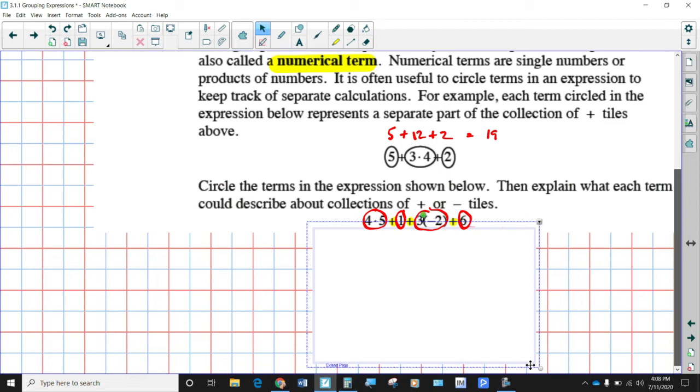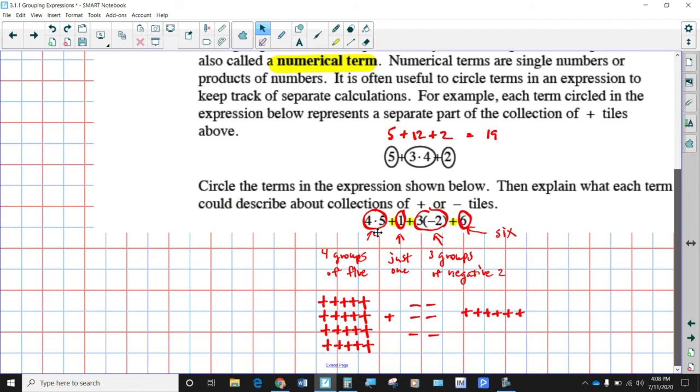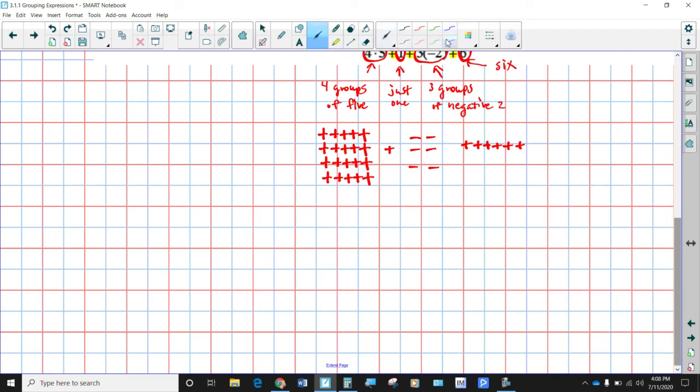Okay, so let's see what I've got here. So this is 4 groups of 5, right? This is just a single 1 being added. This is 3 groups of -2, and that's just a single 6 that's being added. So here are our 4 groups of 5. That's a total of 20. Maybe I'll write this down, and I'll do it in blue. So this is 20, right? And then there's just a single 1. And then there is 3 groups of -2 for a total of -6. And then you've got 6 right here. So you notice how these all cancel out. They make a 0 pair, which leaves you with a total answer of 21.